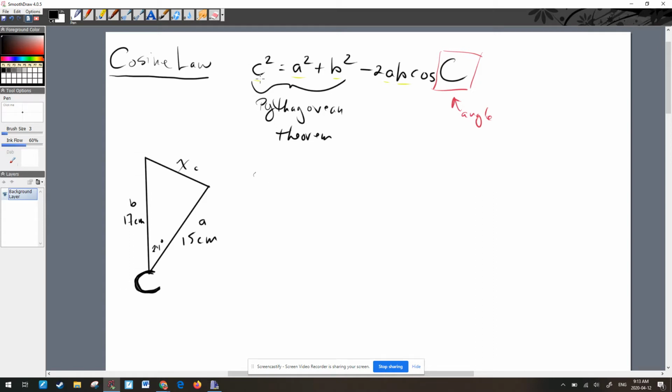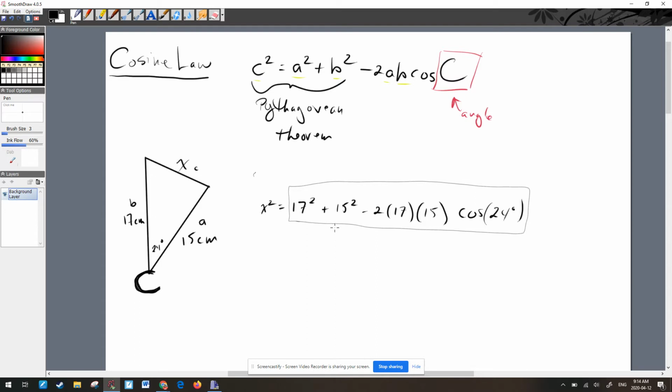In this case, lowercase c is x. So we're going to have that x squared is equal to a squared, which is 17 squared, plus b squared, so 15 squared, minus 2 times 17 times 15 times the cosine of 24 degrees. Okay, so we do those substitutions. And really, if we look at this, this is all just numerical, right?